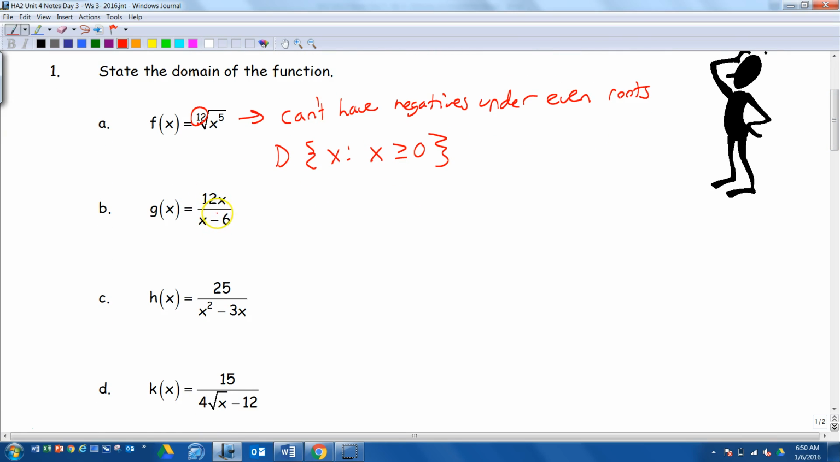This problem, it's simplified. We look at it. We can't have a 0 in the denominator, so no 0 in the denominator. And what number will make that 0? Hopefully you guys see that it's just 6. So the domain restriction is that x cannot be 6. It could be anything else.